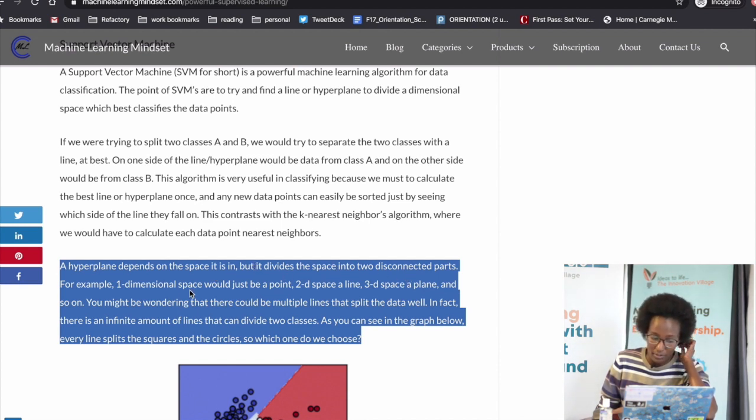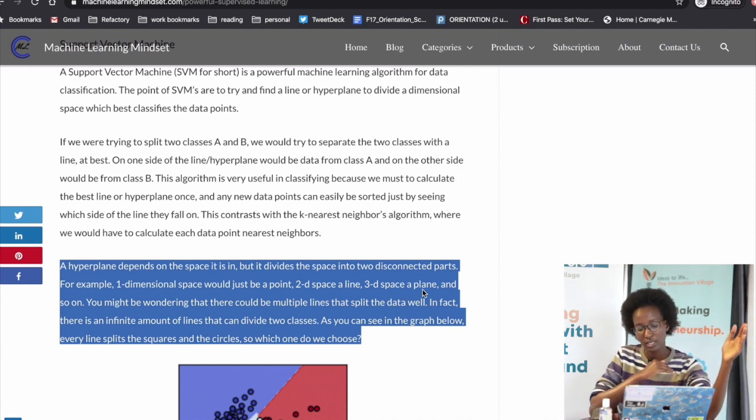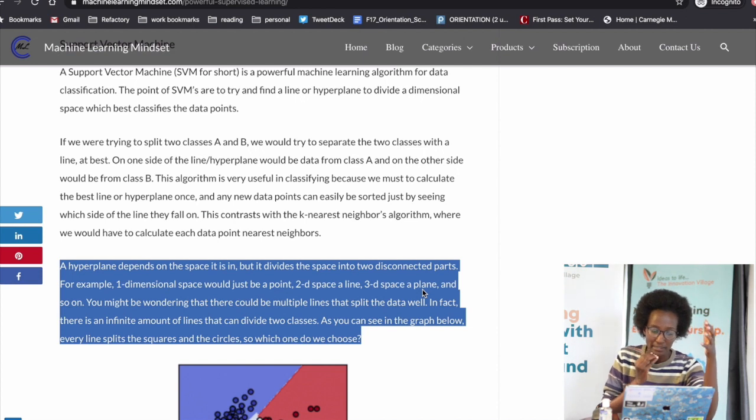For example, one-dimensional space would be just a point. A 2D space, 1D is just a point, a 2D is a line, a 3D is a space, just like I've just said. Like if you have X, Y, you have a line. If you just have one point, one-dimensional space, it's just a point. 3D, that is X, Y, Z, would be a plane, and so on.